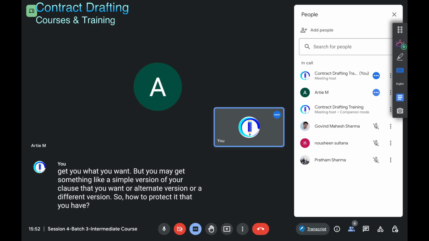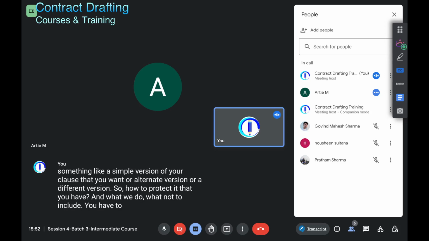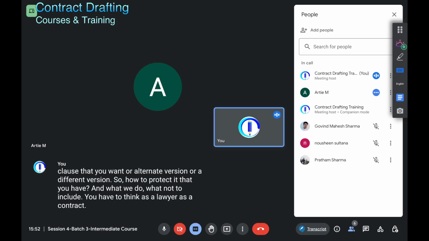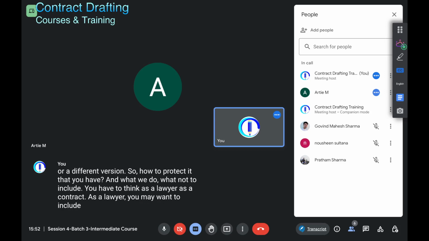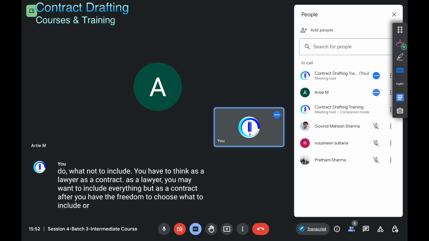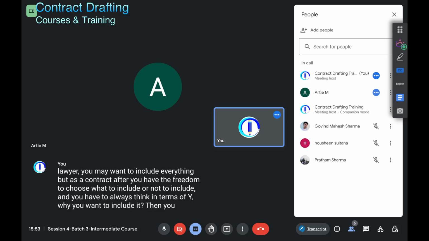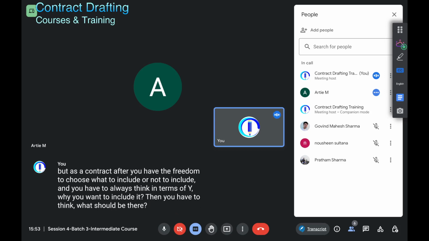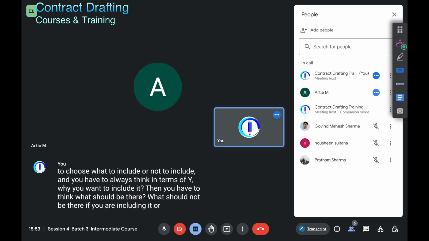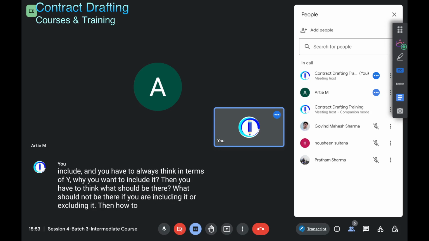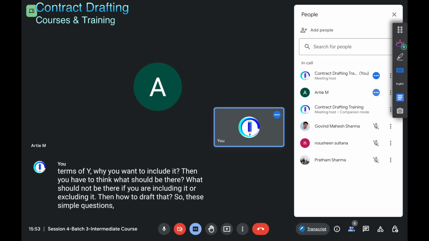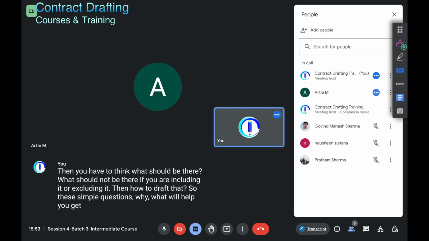and what to include, what not to include, you have to think as a lawyer, as a contract drafter. As a lawyer, you may want to include everything, but as a contract drafter, you have the freedom to choose what to include and not to include. And you have to always think in terms of why you want to include it. Then you have to think what should be there, what should not be there, if you are including it or excluding it. Then how to draft that. So these simple questions, why, how, what, will help you get to your result.